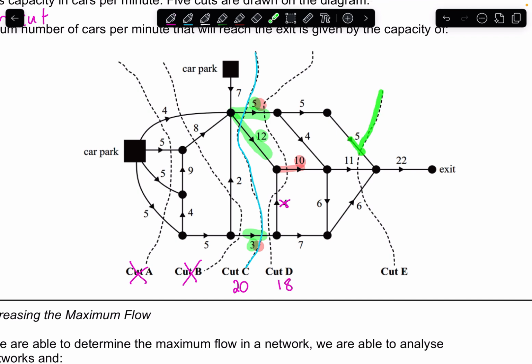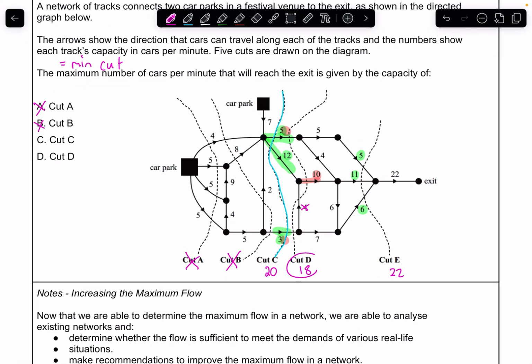All right, our last one over here. So we've got this 5. If we keep going, we've got the 11, keep going, and we've got the 6. So this one's going to be 5, 11, and 6, and that's going to give me a cut of 22. So I can see that my minimum cut on here is going to be the 18, which is cut D.